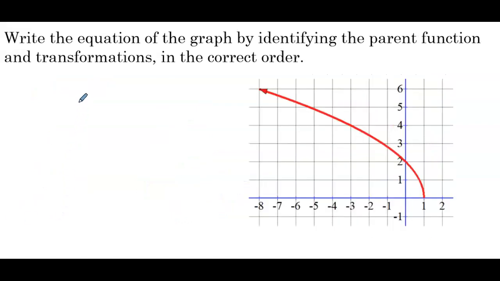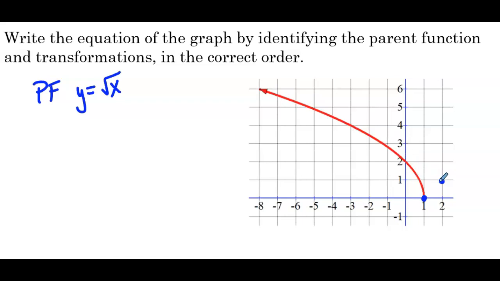Up next, same directions. Parent function is y equals the square root of x. Okay, so again, let's think of this point, the endpoint, as the origin. So (0, 0), and then there would be a point (1, 1). So we have to figure out how those points on the parent function became the points on the red graph.